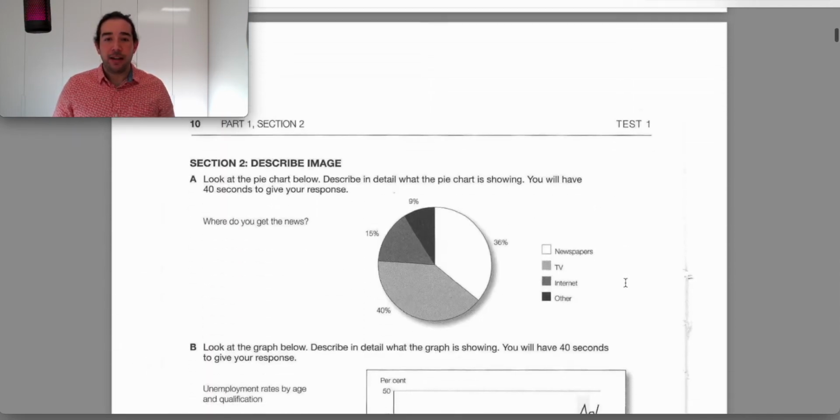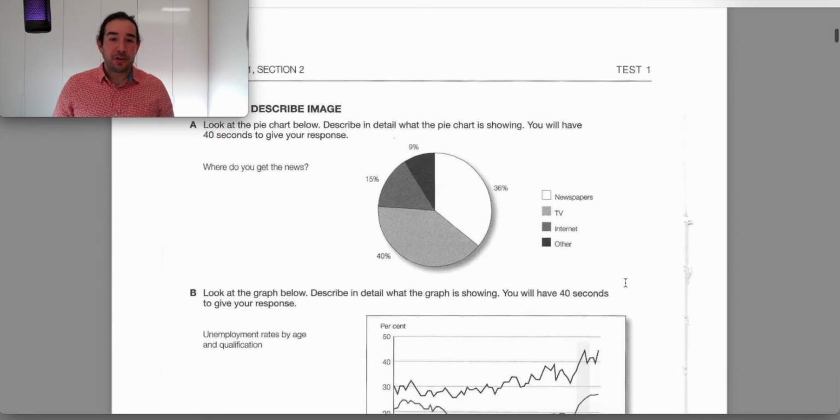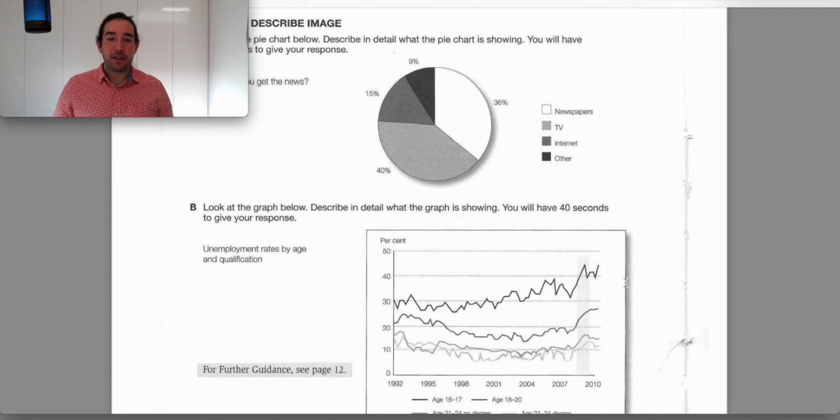The next one is when we have photos like these ones. Probably you have seen these ones before. These ones are called describe image. The image that you're gonna get is likely going to be a graph of any kind, a bar chart, a line chart, a pie chart, and you will have to describe it in 40 seconds. Don't worry, before you start describing it, you're given some time, and you should try and cover most of the things that you can see on the photo.